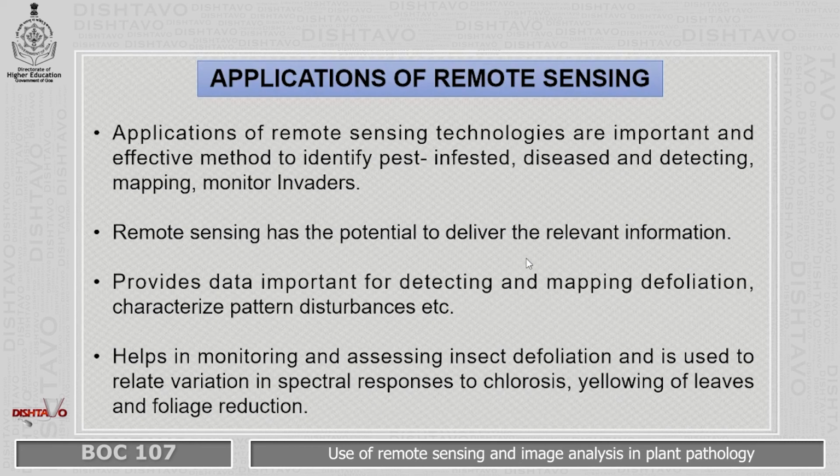Coming to applications of remote sensing, applications of remote sensing technologies are important as an effective method to identify pest infested, diseased areas and detecting, mapping and monitoring invaders. Remote sensing has the potential to deliver the relevant information. It provides data important for detecting and mapping defoliation, characterizing pattern disturbance, etc. It helps in monitoring and assessing insect defoliation and is used to relate variation in spectral responses to chlorosis, yellowing of leaves and foliage reduction.